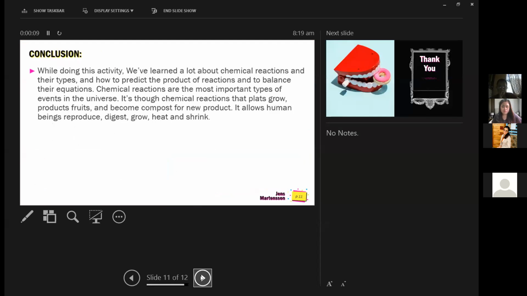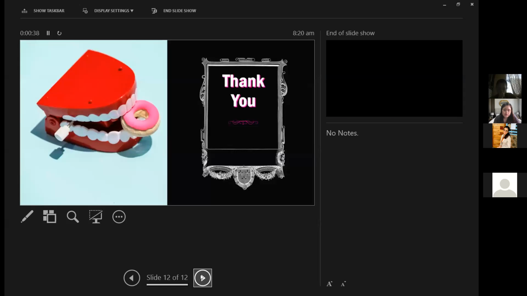Conclusion. While doing this activity, we've learned a lot about chemical reactions and their types, and how to predict the product of reactions and to balance their equations. Chemical reactions are the most important types of events in the universe. It's the chemical reactions that make plants grow, produce fruits, and become compost for new products. It allows human beings to reproduce, digest, grow, heat, and shrink. Thank you po.